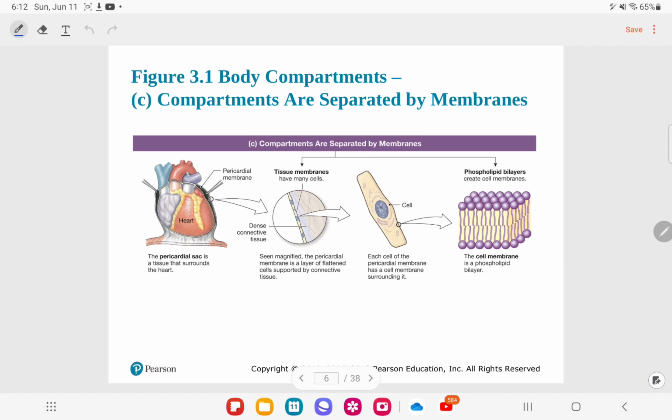So our body compartments are going to be separated by membranes. If we look at the heart, this pericardial sac is a tissue that surrounds the heart. That tissue membrane is going to be a dense connective tissue membrane. And when we're looking at the cell membrane right here, that cell membrane is made up of the phospholipid bilayer. These compartments are separated by membranes. We have membranes that protect our organs, and that protect the outside of our body too, like our cutaneous membrane.